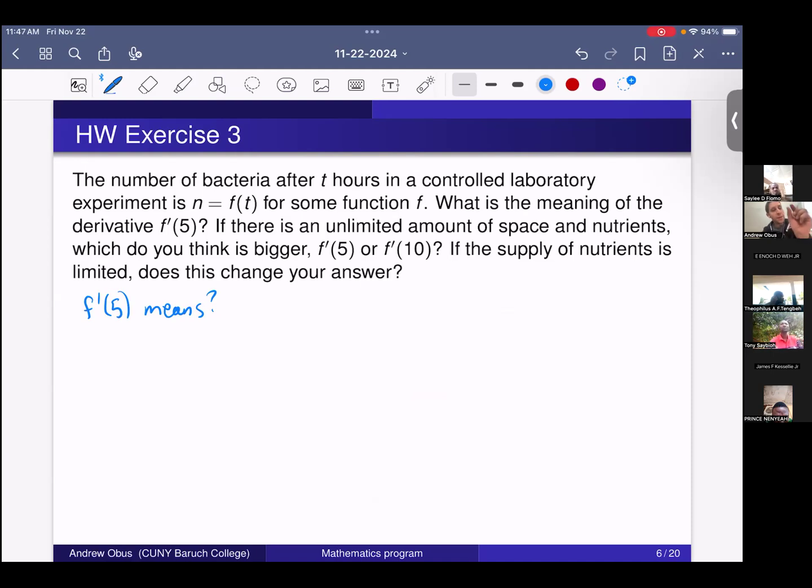Right. Or maybe even smaller, like 5 hours and 5 hours and 1 minute, right? It's this rate of change over a very small interval of time at 5, right? So what you're saying is exactly right. So this is the rate of change of the bacteria population.